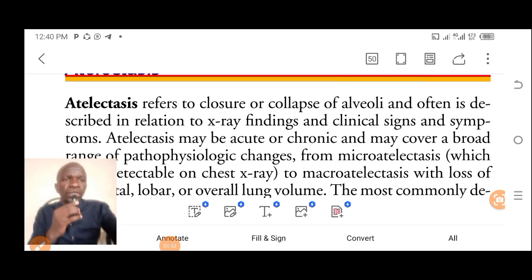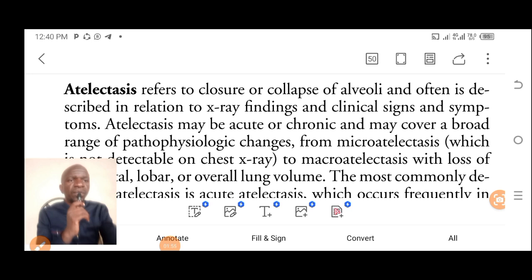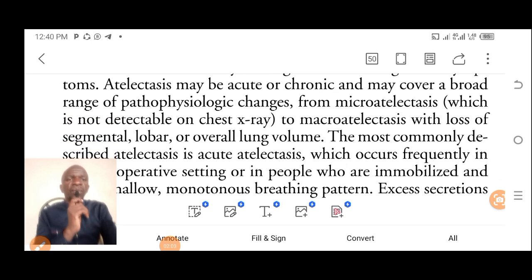Atelectasis may be quite acute or chronic, and it may cover a broad range of pathophysiologic changes, from microatelectasis, which is not detectable on chest X-ray. So this atelectasis or lung collapse can be minor or major. It might be a segment of the lung, a lobe of the lung, or overall lung volume which is affected, right?